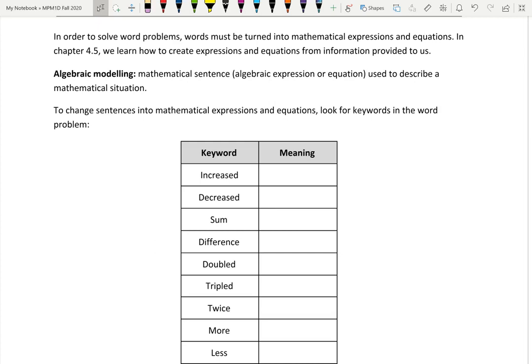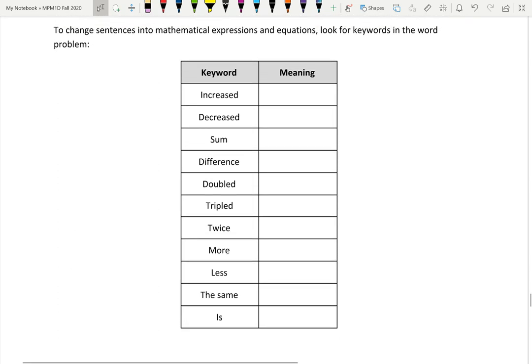When we're presenting a question in words, we must convert those words into an algebraic expression or algebraic equation. Sometimes it's difficult for us to understand what the question is asking us when it's in words. So here's a chart with keywords that you should look for in the question to help create your expression or your equation. So when you see the word increased, that means addition. Decreased means subtraction. Sum means addition.